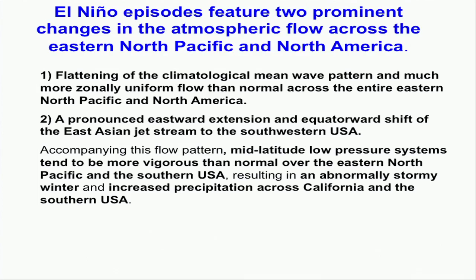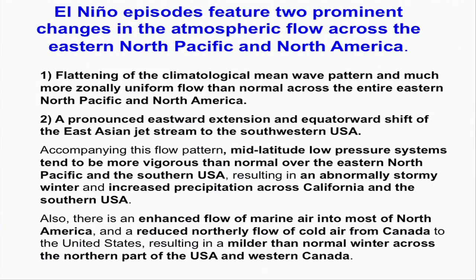And along with that flow pattern, we get these mid-latitude low-pressure systems, which tend to be much more vigorous because they're moving faster than normal over the eastern North Pacific and the southern United States. And that produces actually much more stormy weather during that winter period, and we get more precipitation, for example, across California and the southern United States. So it's cooler, windier, etc. in that part of the United States.